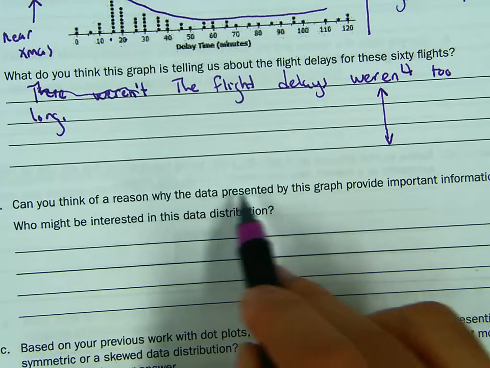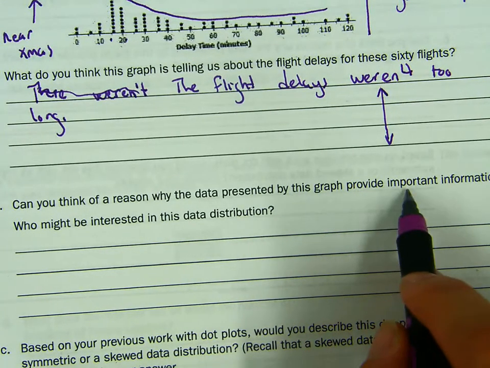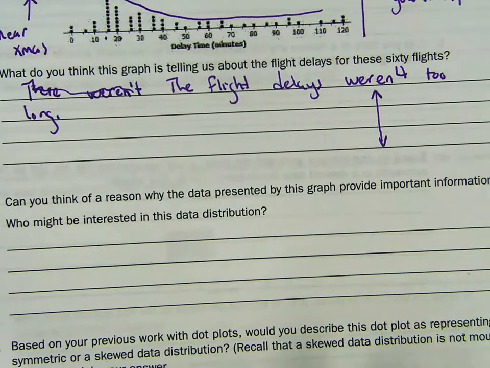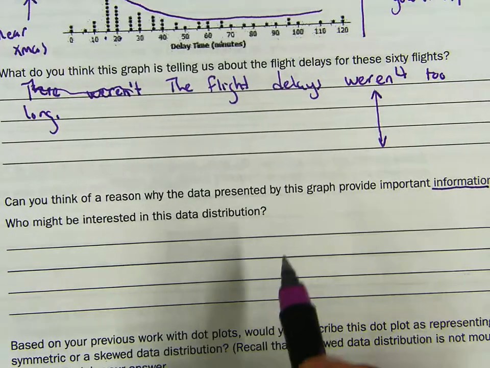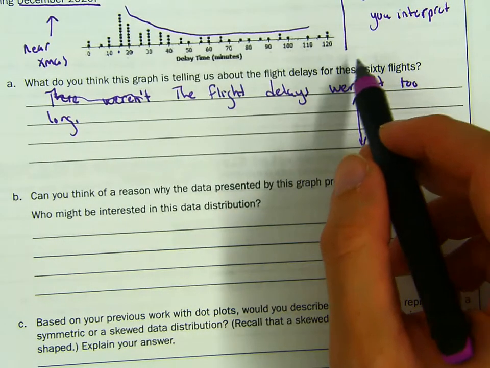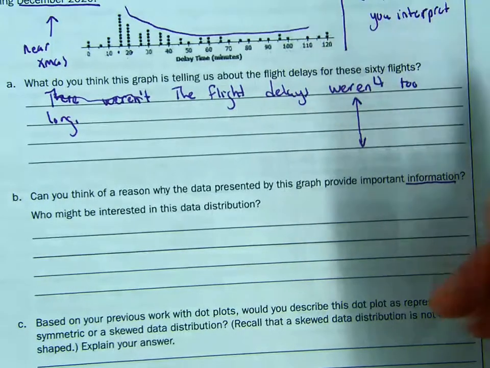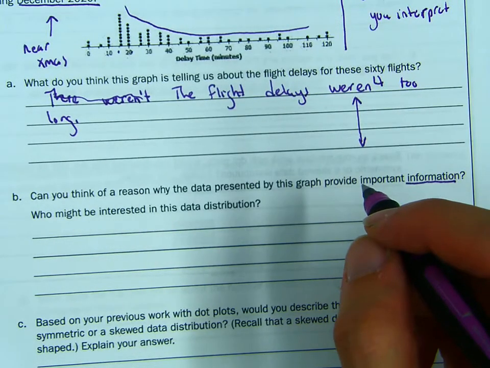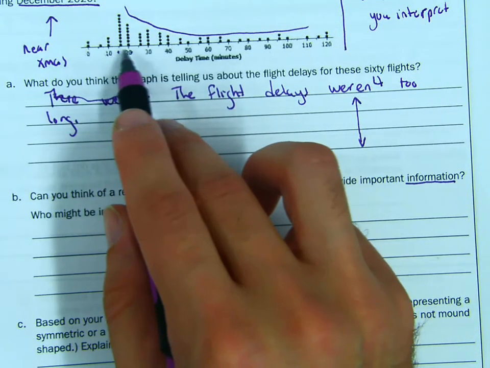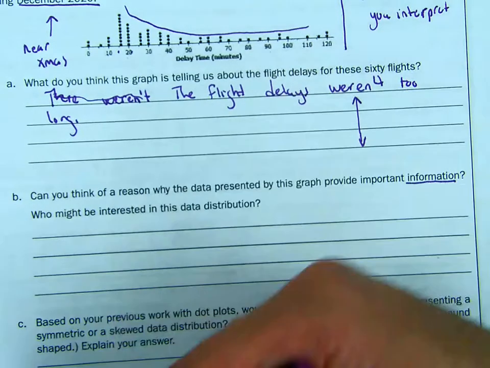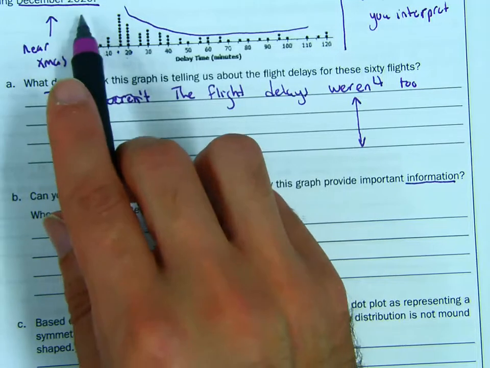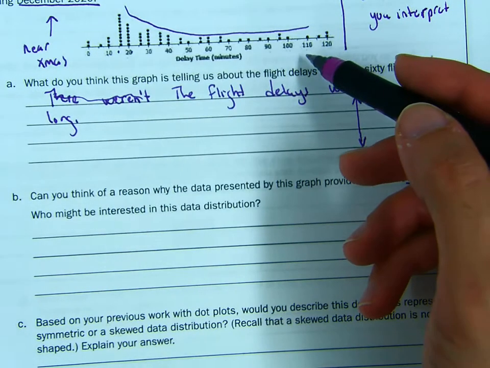Can you think of a reason why the data presented by this graph provides important information? Who might be interested in this data distribution? Is this information important to you? Well, maybe not to you, but maybe for some people, right? Imagine if I'm a big airline company, I want to know how well my flights are leaving, then that's an important idea. Or imagine if I wanted to take a flight during Christmas. If I knew that the delays weren't too long, then I would be more inclined to actually take a flight. If I knew the delays were very, very long, as a consumer, I probably wouldn't want to take a flight during that time because I'm going to be waiting so long.